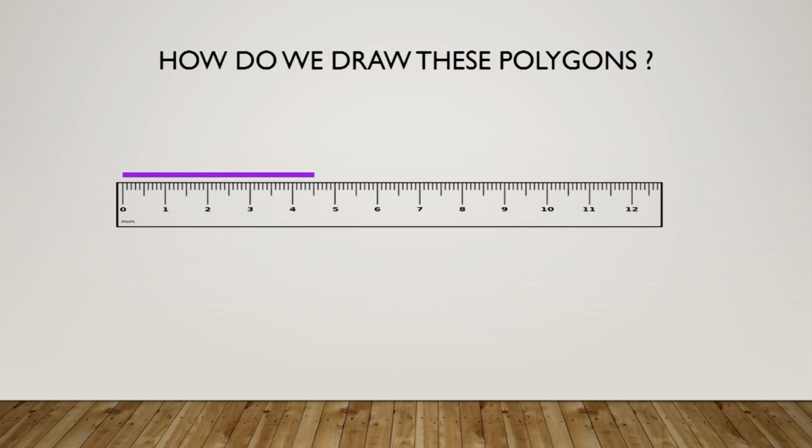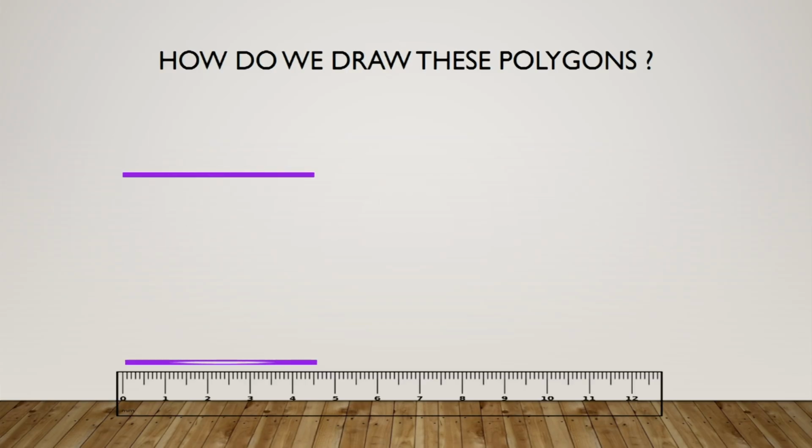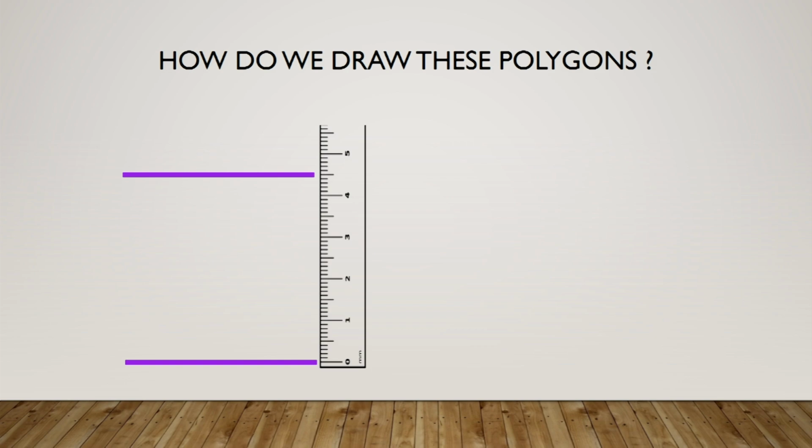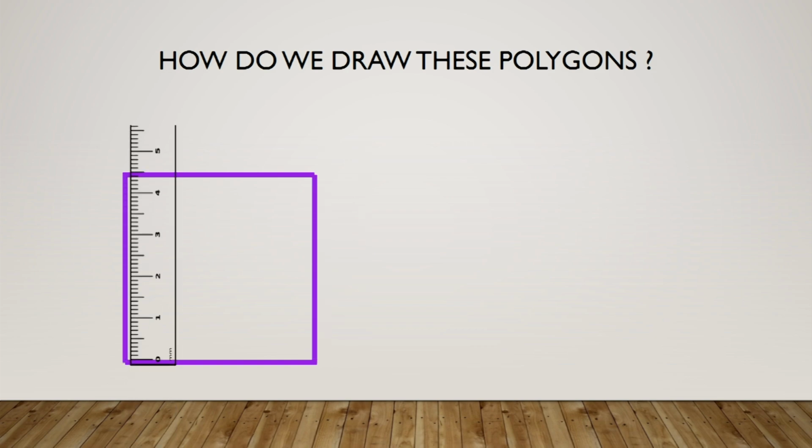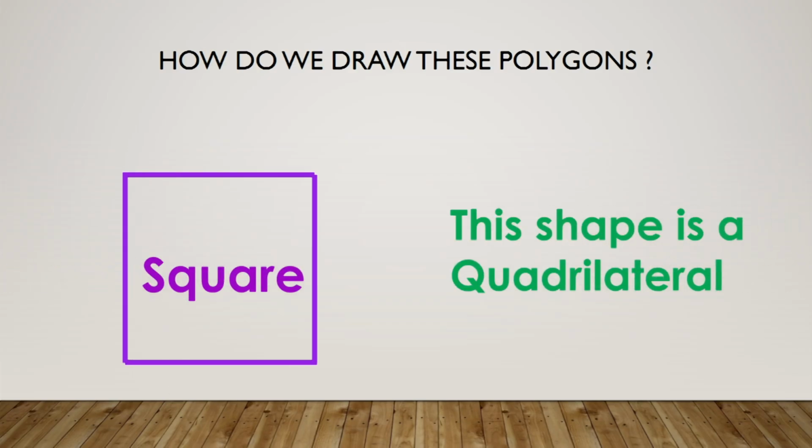How do we draw a square? We draw 2 parallel lines of equal lengths vertically and connect them to 2 parallel lines of the same length as the vertical horizontally, or vice versa. And remember, we use our rulers for straight edges and measurements.